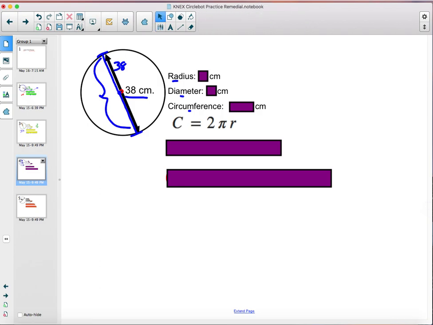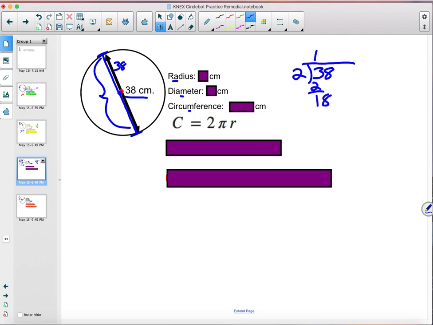So the radius will be half of 38, which means you simply divide 38 by 2. 2 into 3 will go one time. That's 2. Subtract, you have 1. Bring down the 8. 2 into 18, 9 times. Subtract, you end up with 0. So our radius is 19. The diameter is given to us as a part of the measurements, and that's 38.